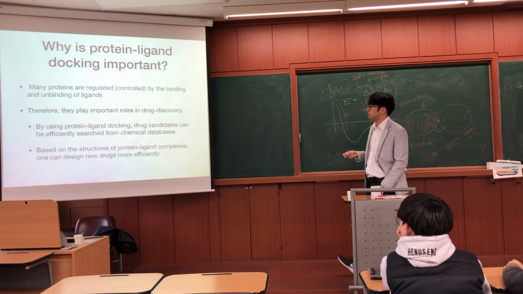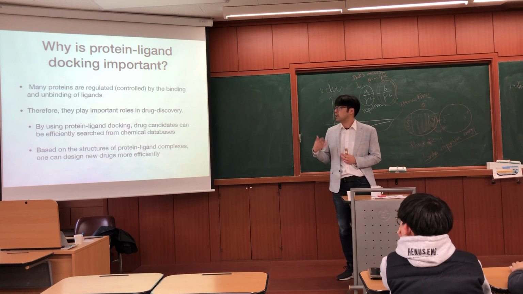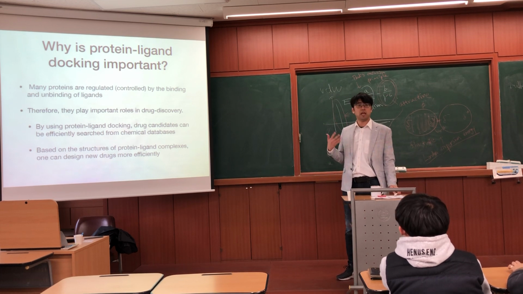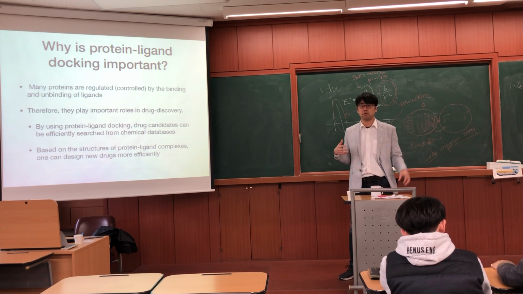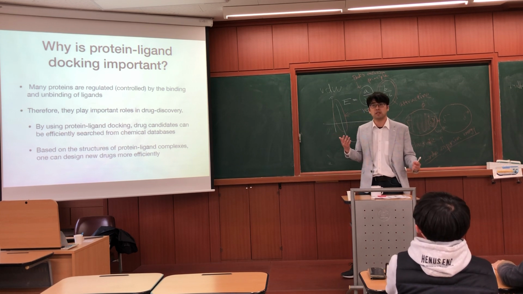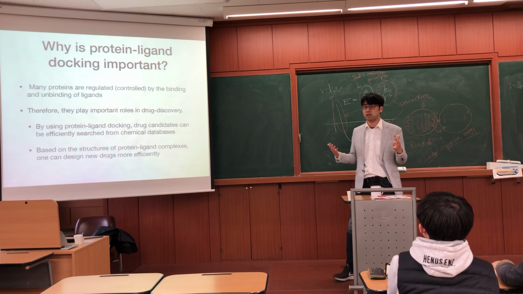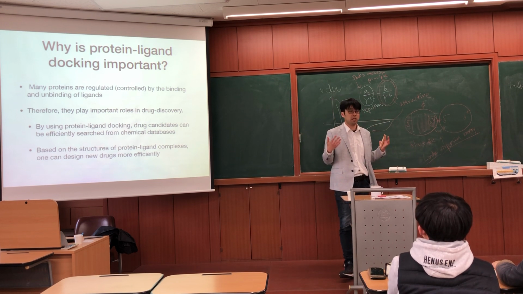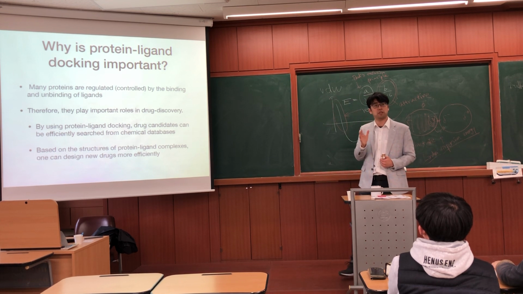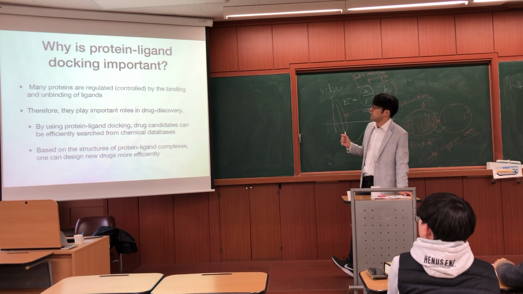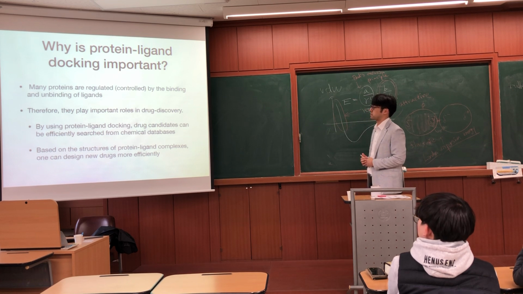By using protein-ligand docking, drug candidates can be efficiently searched from chemical databases. In chemical databases, about billions of chemical structures are known, but we don't know which one is a drug or can be a drug. In order to judge which one will be a drug candidate, we need to predict how they will bind to a protein.